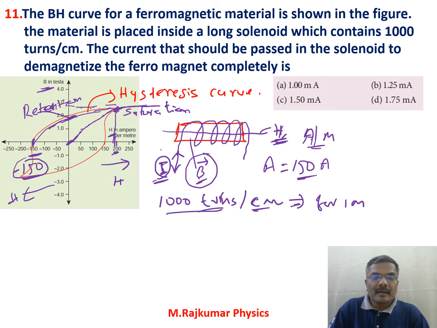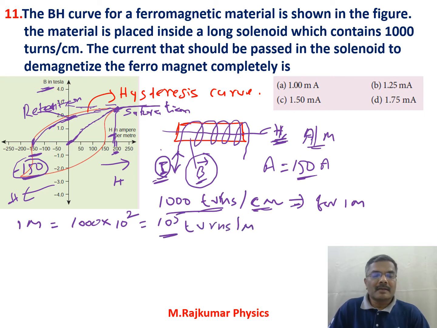If I consider this solenoid for 1 meter, it will have 1000, that is 10 power 3, into 10 power 2 for converting centimeter to meter. So it will have 10 power 5 turns per meter. This is the condition of the solenoid now.